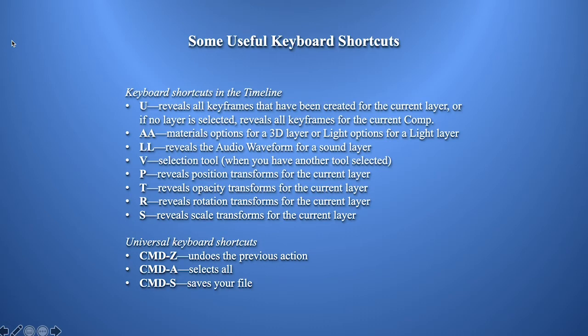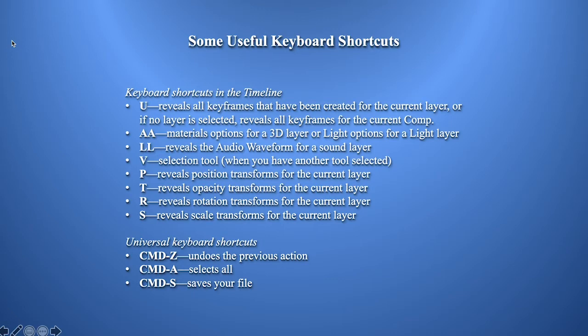AA, material options for a 3D layer or light options for a light layer. Pressing LL reveals the audio waveform for a sound layer. When you press V, you get the selection tool when you have another tool selected. But don't do this when you have been typing using the text tool, or you will type a V.